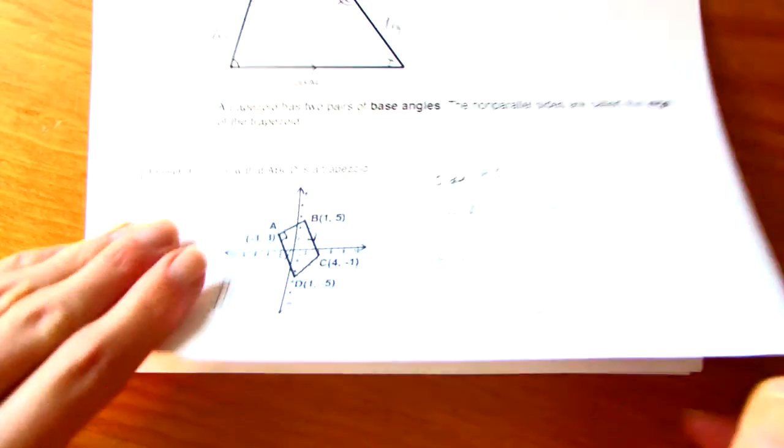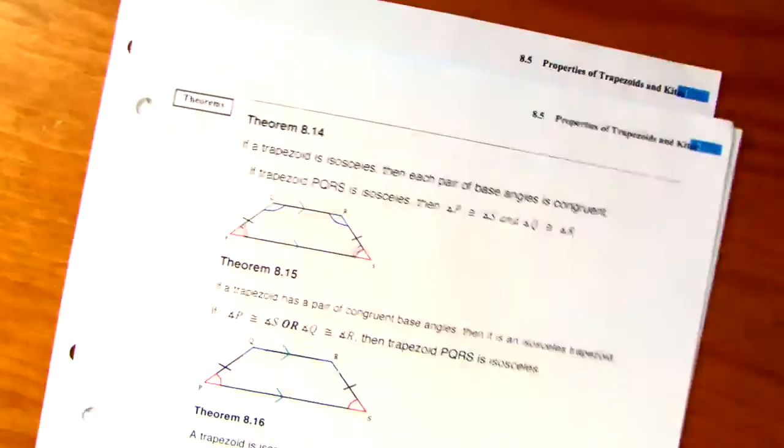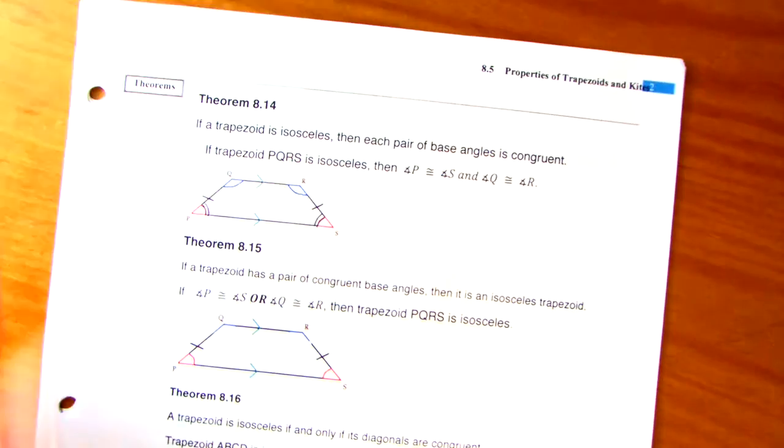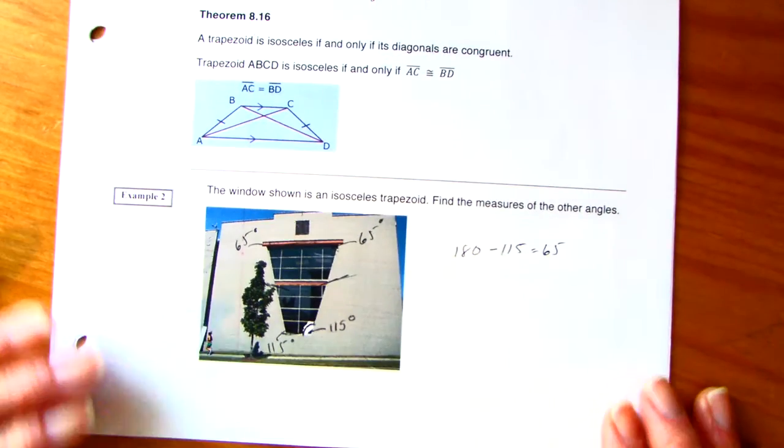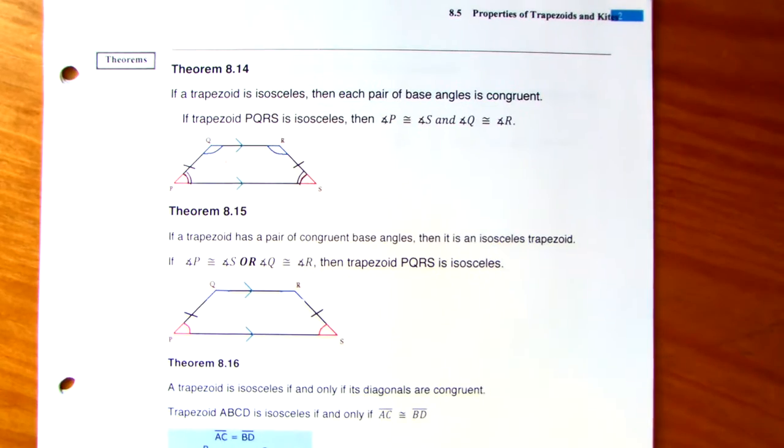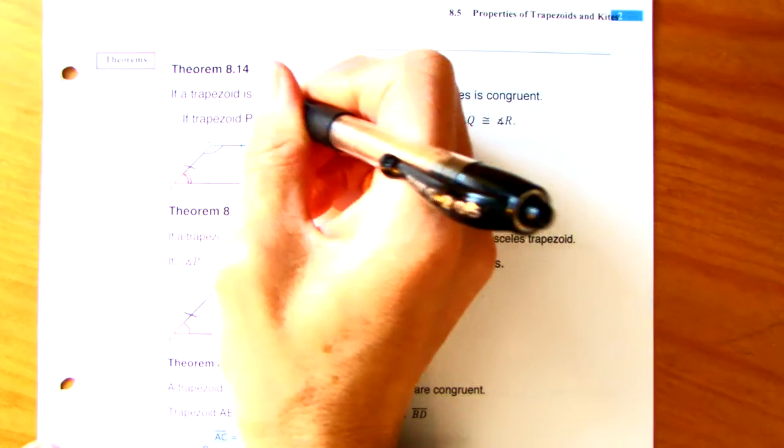Now the video is going to go a lot faster. So if I'm going too fast, you have to slow down because I'm not writing anymore. Alright, this page has 3 theorems and then only one little easy problem. So here we go. Isosceles.